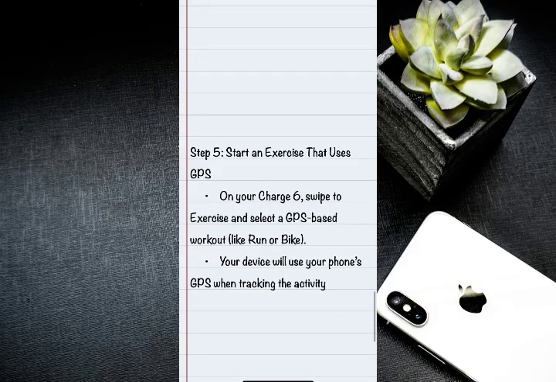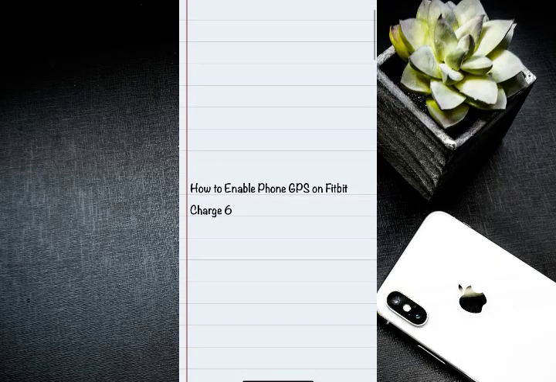Then on step 5, you have to start an exercise that uses GPS. So on your Charge 6, swipe to exercise and select a GPS-based workout like a run or a bike. Then your device will use the GPS when tracking the activities, and that's how you can simply enable phone GPS on Fitbit Charge 6.